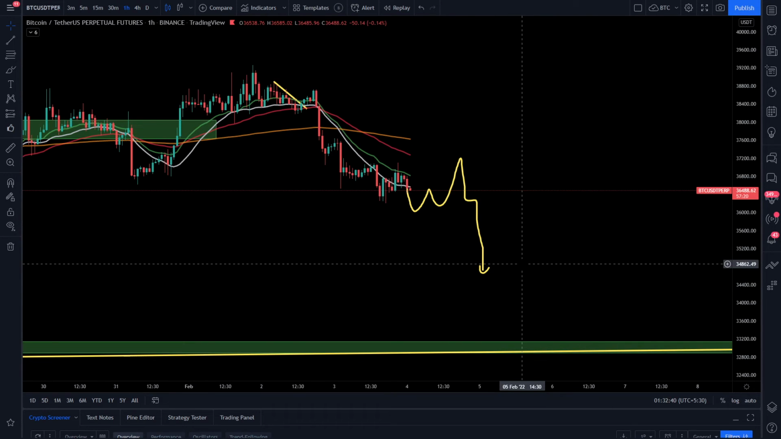3 to 4 days is a huge time, so things could change depending on the money flow. But as things look right now, we are bearish.